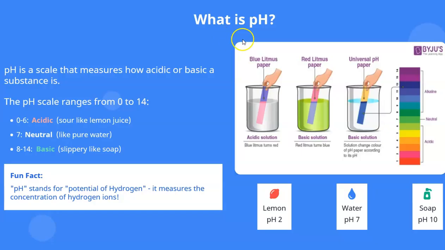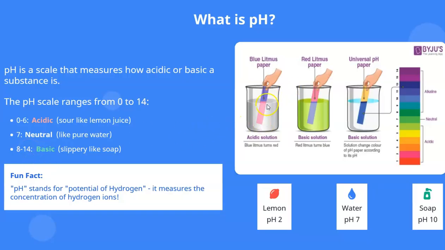Alright, so in this slide, we have here, what is pH? So the pH measures how acidic or basic a substance is. And it ranges from 0 to 14. 7 is neutral, whereas below 7 are acidic and above 7 it's basic.